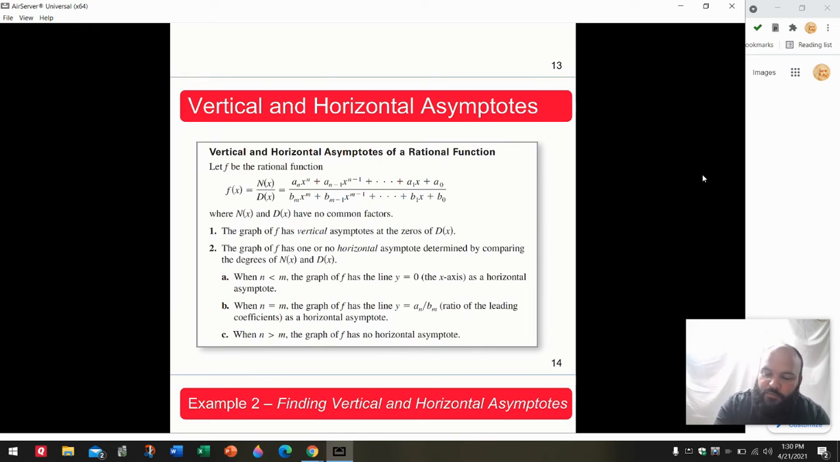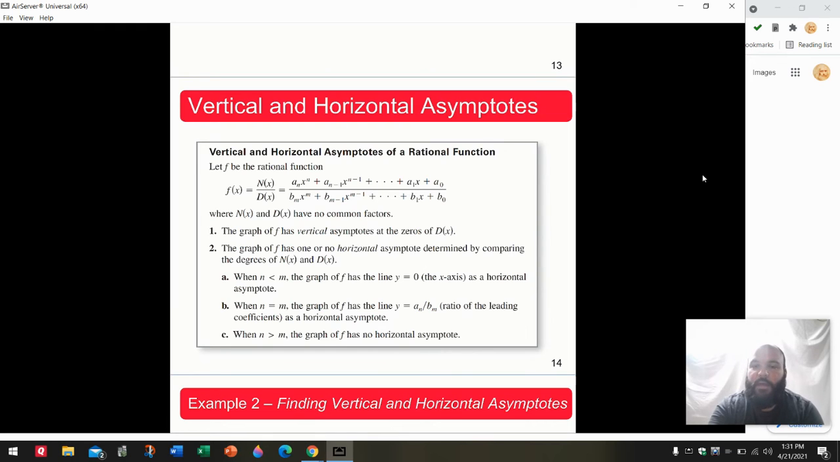If you look at this first one, it says the graph of f has a vertical asymptote at the zeros of d of x. What are they talking about there? d of x is the algebraic expression on the bottom of the rational function. So whatever number makes the bottom equal to 0 will create a vertical asymptote, and there could be more than one number that makes the bottom 0.